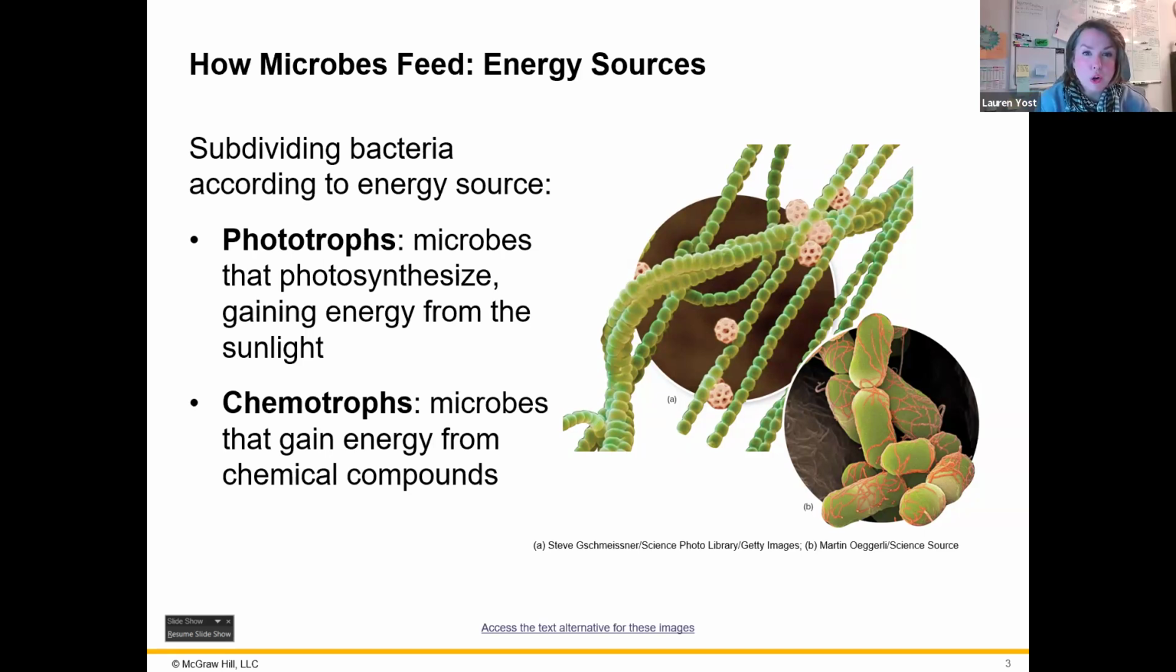Then we have the chemotrophs. These are organisms that break down chemicals, and by doing that, are able to release that energy and then use that energy for the cell's functions. So this is where they're getting their energy from, not their carbon. So that's going to be different terminology for that.